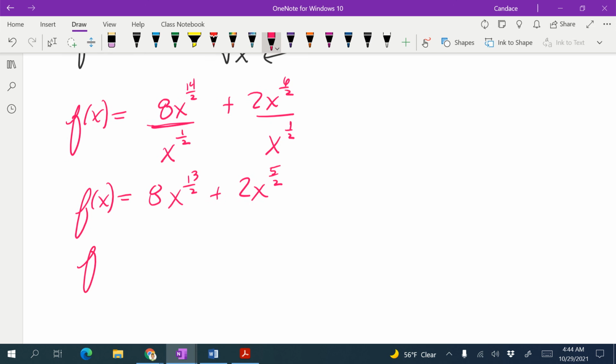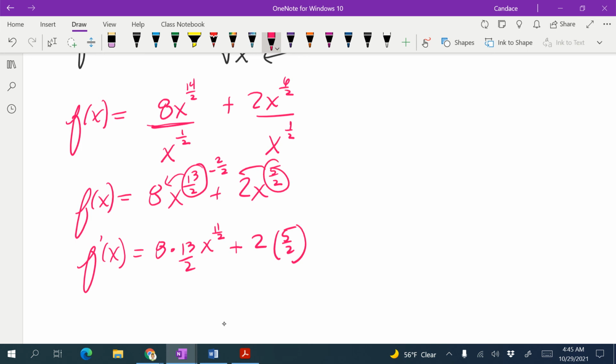Now we're going to go ahead and take our derivative because we haven't done any calculus yet. So remember, our exponent comes out front, so we've got 8 times 13 halves x. Then I'm going to subtract our fancy one, which is 2 halves. So that would be 11 halves. Plus 2 times 5 halves. I bring the 5 halves to the front. And then we've got x. I'm subtracting our fancy one, so that would be 3 halves.